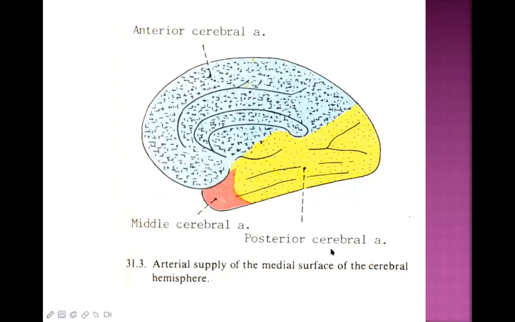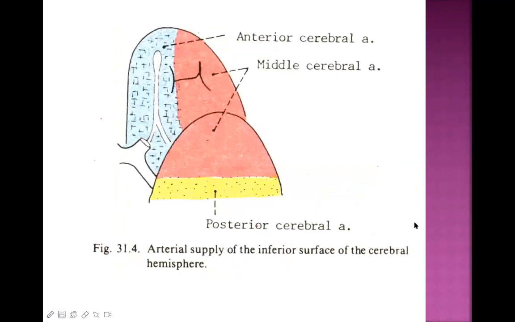Now we are looking from the medial surface of the brain. From the medial surface, most of the area is supplied by the anterior cerebral artery. There's no doubt about it. A small part of the temporal lobe is supplied by the middle cerebral, and the whole posterior and inferior aspect by the posterior cerebral artery. Now this is the inferior surface of the cerebral hemisphere. All three arteries share the areas here: anterior cerebral towards the medial aspect, lateral aspect by middle cerebral, and posterior aspect by posterior cerebral artery. So please revise this many times.